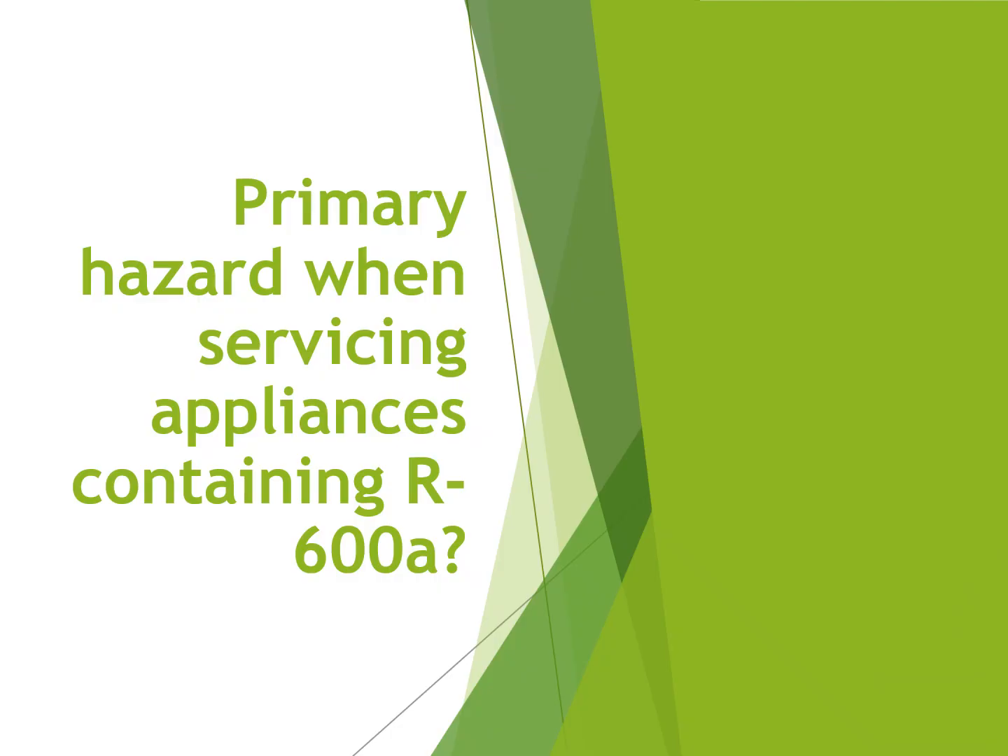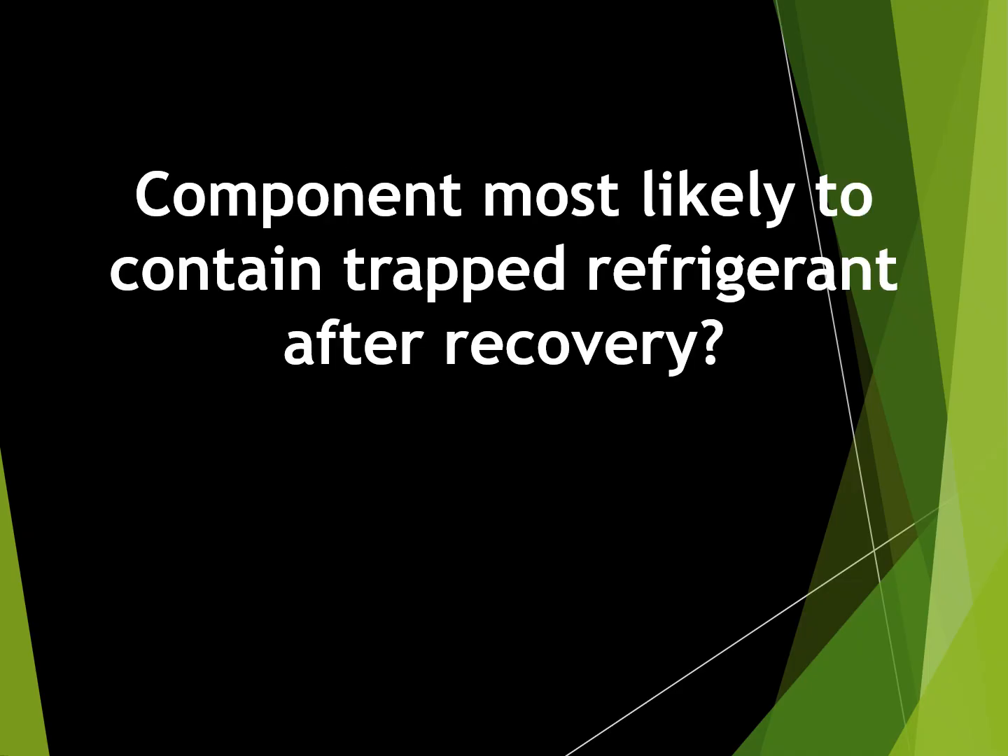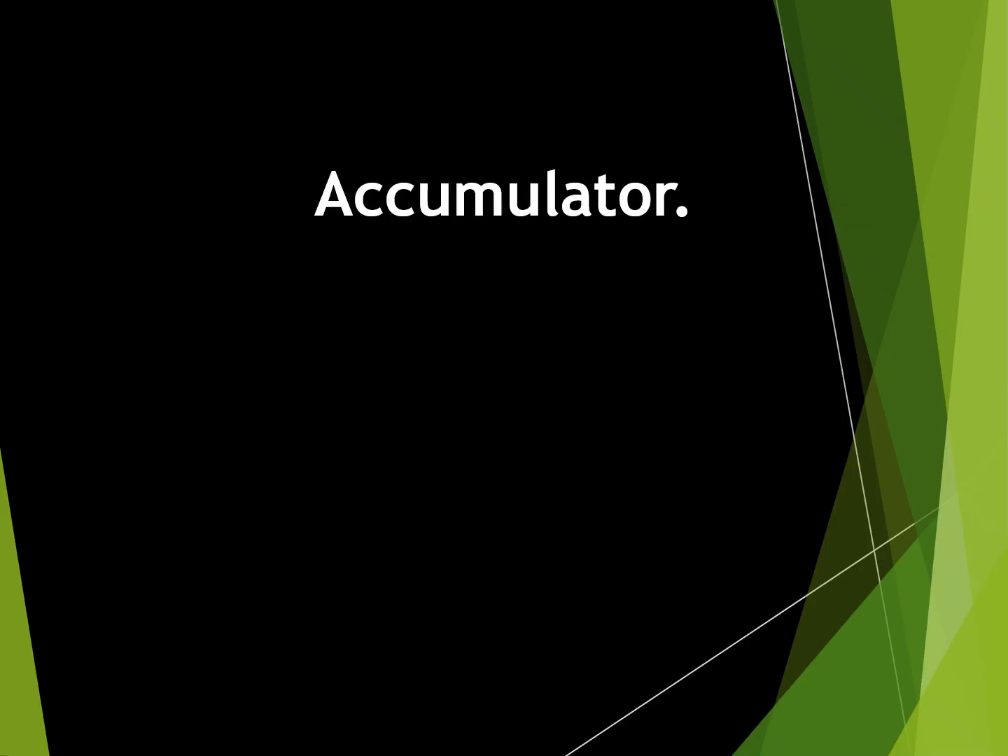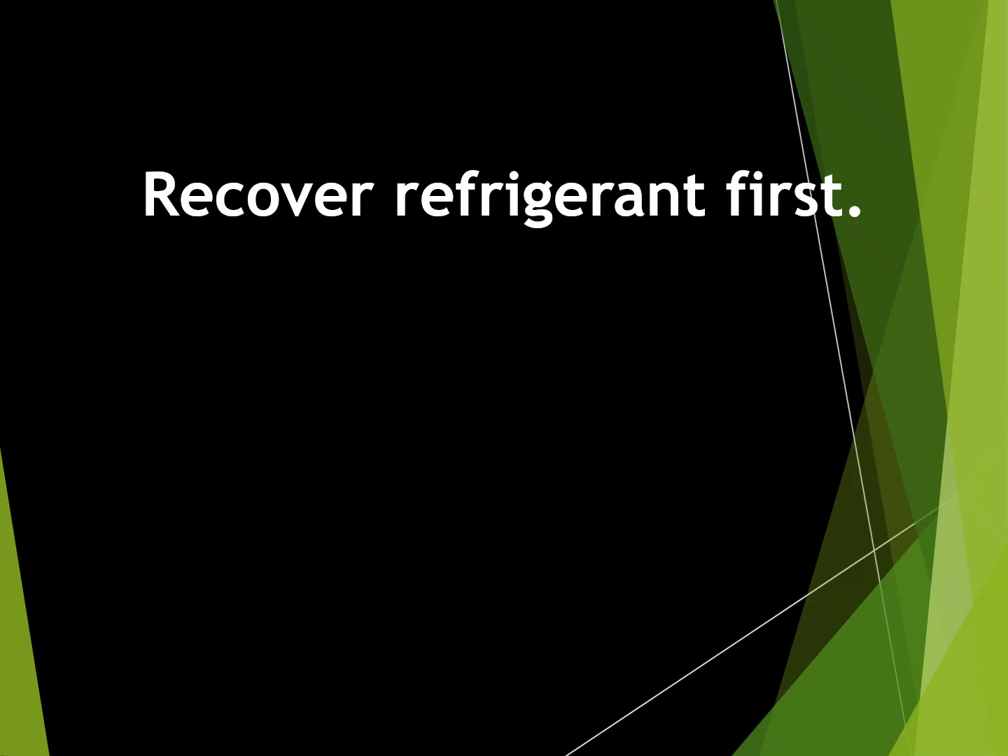Primary hazard when servicing appliances containing R600A. High flammability. Components most likely to contain trapped refrigerant after recovery. Accumulator. What must be done before using a piercing type access valve? Recover refrigerant first.